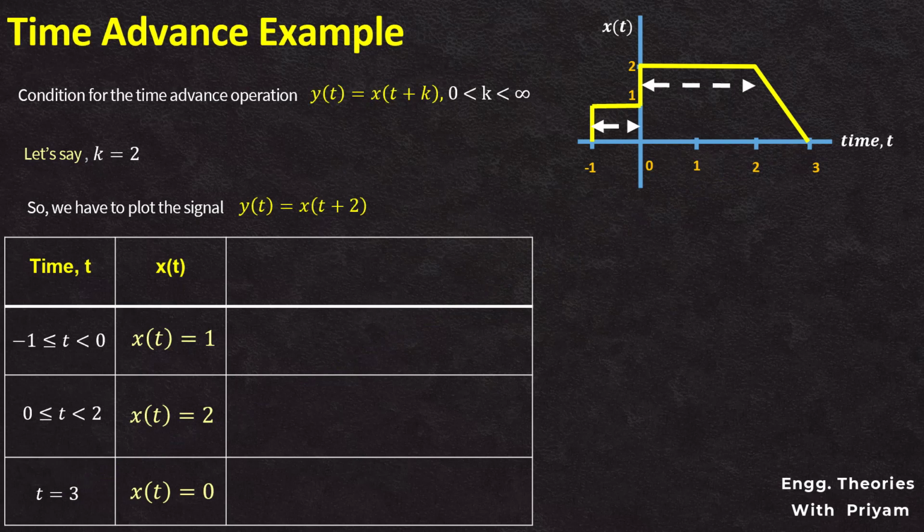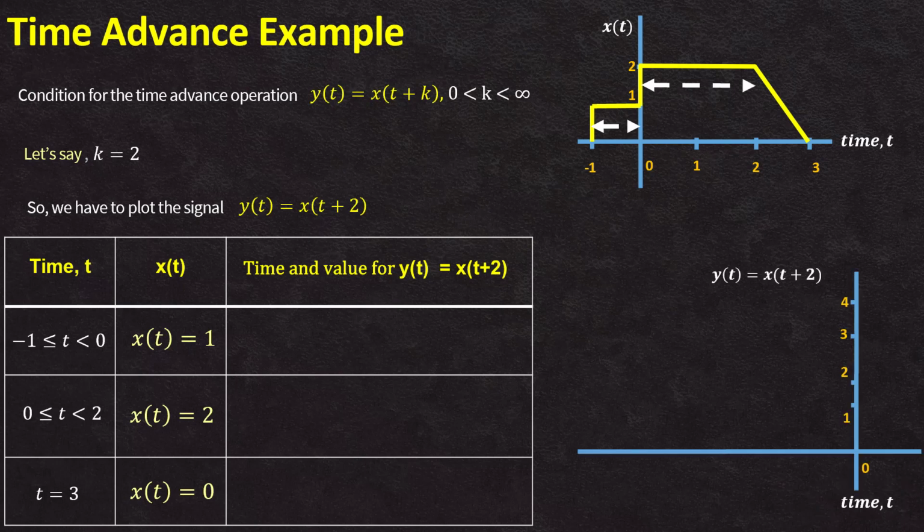Now we have to calculate y(t), which is equal to x(t plus 2). So this is a time advance operation. Here we have to advance the signal x(t) by 2, or simply we need to shift the signal x(t) to the left by a value of 2 for every time instant in the time axis. To shift the signal to the left by 2 time units, we need to subtract 2 from each value of the time interval for the signal x(t).